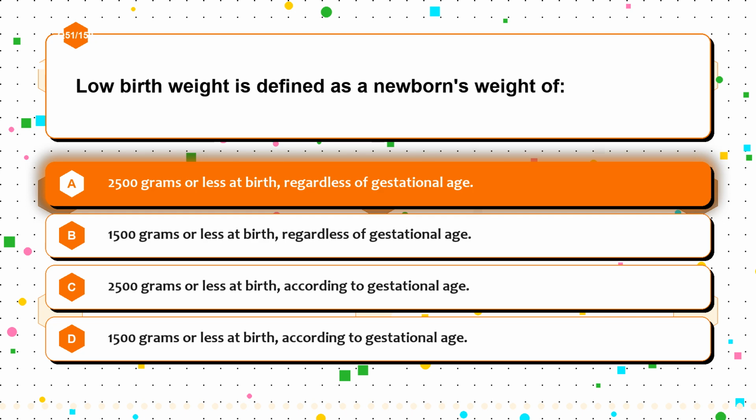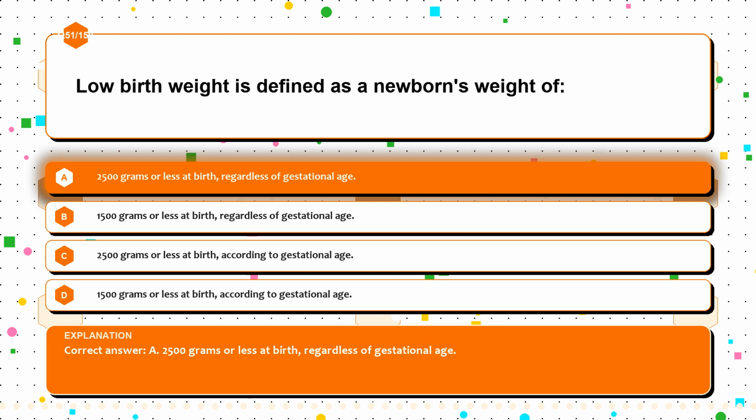The correct answer is option A. 2,500 grams or less at birth, regardless of gestational age. Correct answer A. 2,500 grams or less at birth, regardless of gestational age.